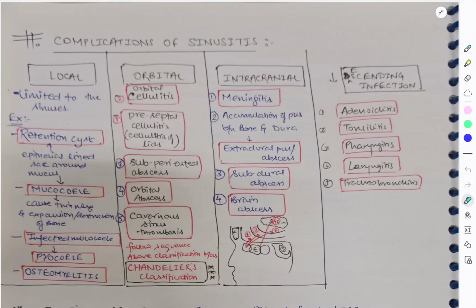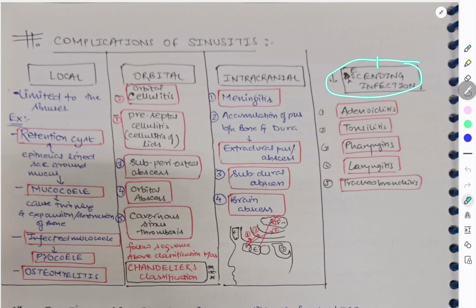Today let's learn about the complications of sinusitis. For sinusitis, this is the last video it seems, or we can have a video on fast surgery. So what are the complications of sinusitis? First, we'll divide it into the local, orbital, intracranial and descending infections. Let's see the easiest one first.